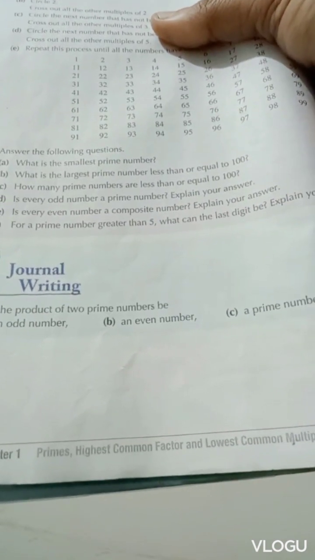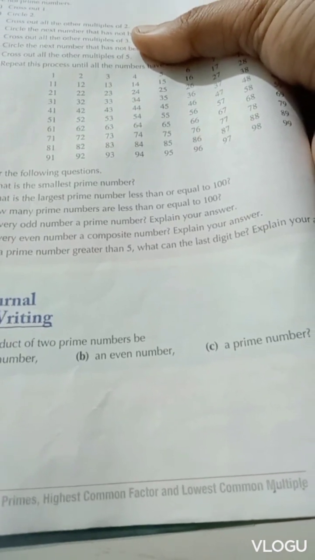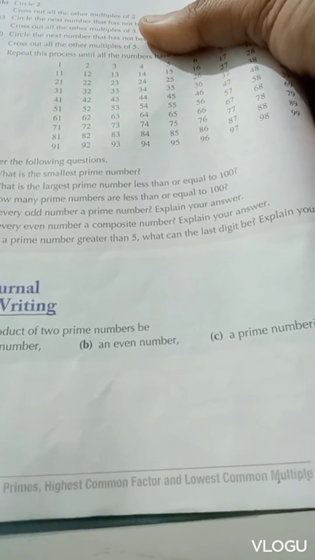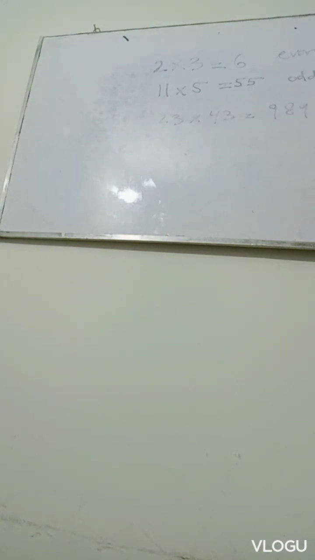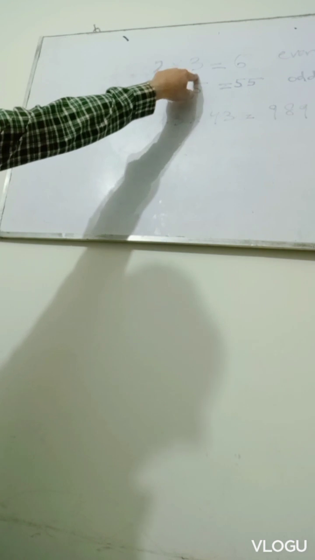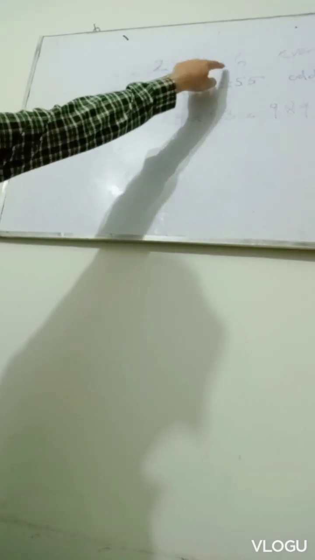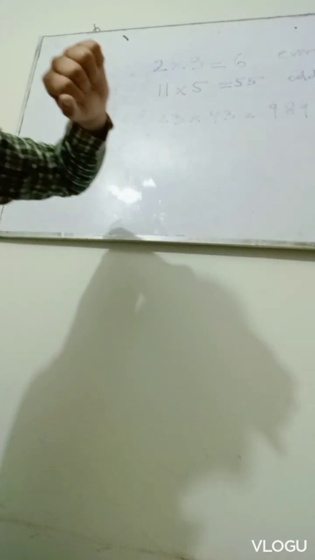Now there is a question at page number 5 of journal writing. Can the product of two prime numbers be an odd, an even, or a prime number? So the answer to this question is yes, it can be true for odd numbers and even numbers. Let's see how. 2 is a prime number and 3 is also a prime number. So the product of two prime numbers, which are 2 and 3, 2 3s are 6, which is an even number.